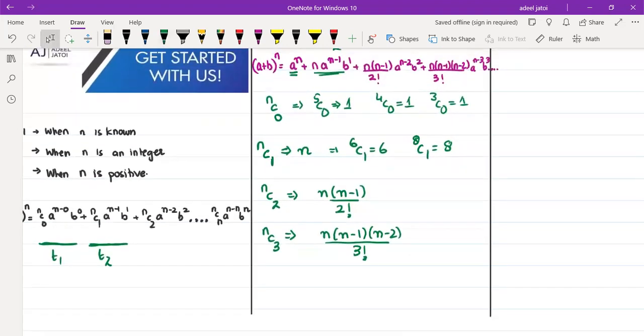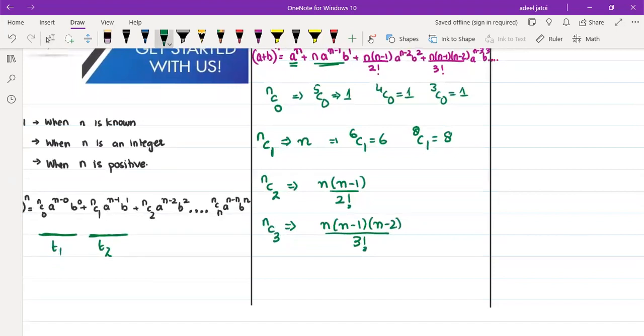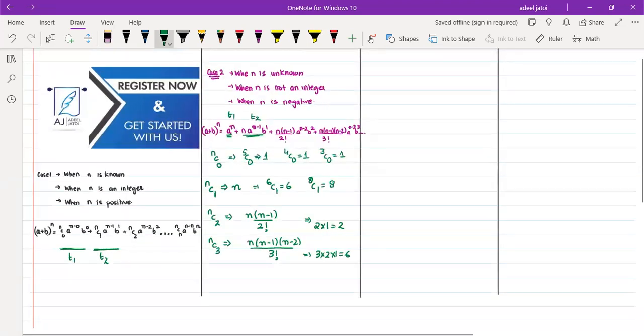Because if we have 2 factorial in the denominator, this means 2 into 1, which is 2. 3 factorial means 3 into 2 into 1, which is 6. Similarly, 5 factorial would be 5 multiplied by 4, by 3, by 2, by 1. The best part is that if you are an AS level student, you will not be using formula case 2. This will be used in A2 level.